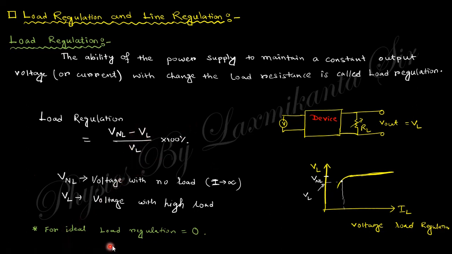Okay. In case of ideal load regulation, this difference must be zero. When this difference is zero, then this is called ideal, because in regulation the output voltage must be constant. So with the change of load, if the output is constant, the change is zero. So for the ideal case, this load regulation must be zero.